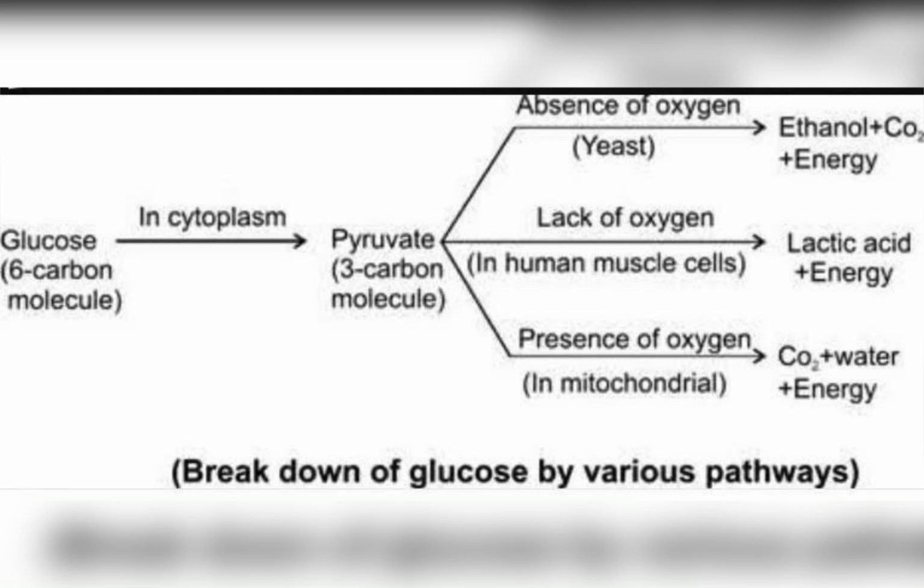And there are two pathways of the breakdown of pyruvate in the absence of oxygen. First one takes place in the presence of yeast and the products formed are ethanol and carbon dioxide along with two molecules of ATP. Secondly, it takes place in human muscle cells, which occurs in the absence of oxygen, and the product formed is lactic acid and two molecules of ATP are formed.